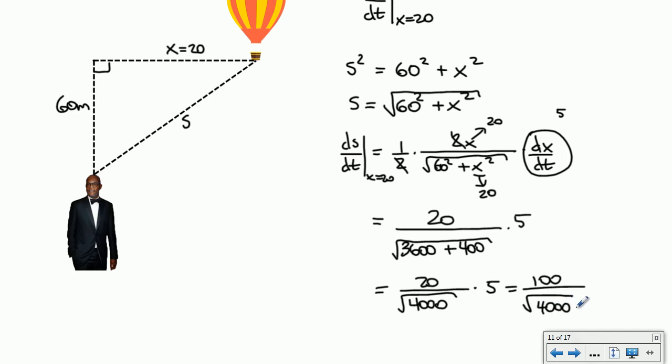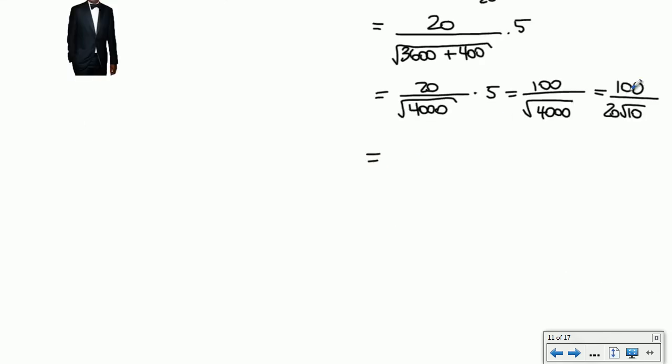Still over 4,000. We can factor out a 400 from inside here. The square root of 400 is 20. And this would eventually simplify to give 100 over 20 root 10. And then this we can simplify further to 10 over 2 root 10. And then 10 divided by root 10 is the same as root 10. So it'd be root 10 over 2 meters per minute. And that's our final answer.